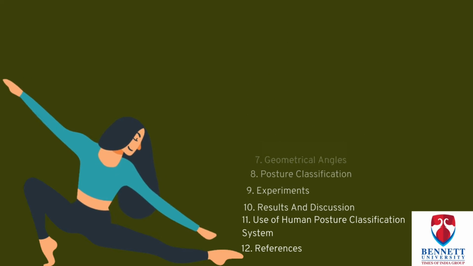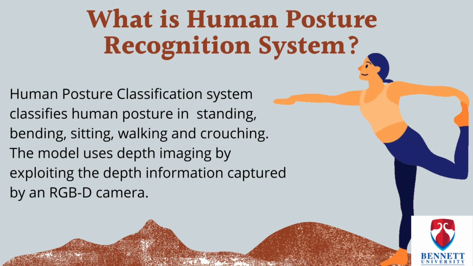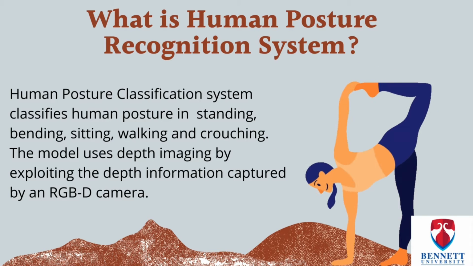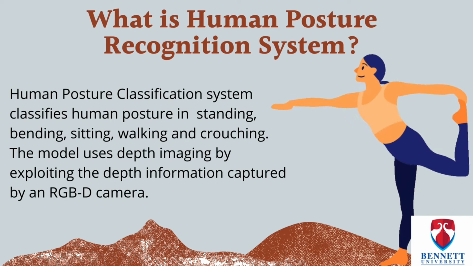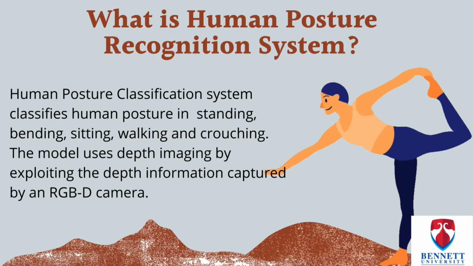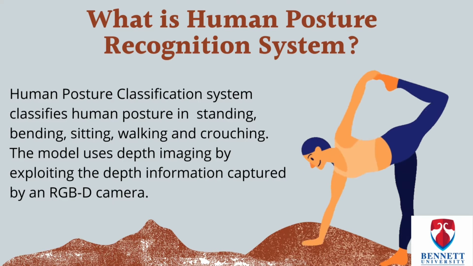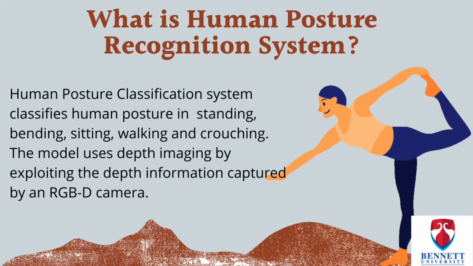So coming towards what is human posture recognition system? Human posture classification system classifies human posture in standing, bending, sitting, walking, and crouching. The model uses depth imaging by exploiting the depth information captured by an RGBD camera.